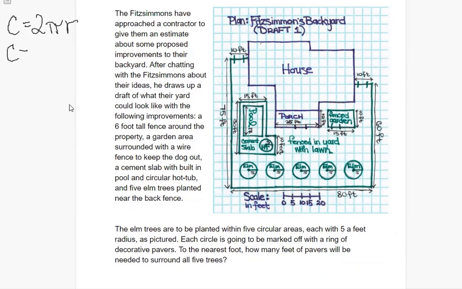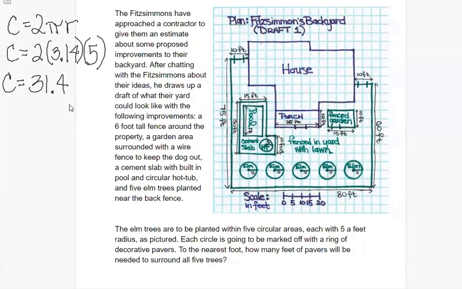To find the circumference of the circle, I'm going to take 2, multiply by pi. I'll go ahead and use the decimal approximation for pi, and multiply by that radius of 5. And I should get 31.4. It's about 31.4 feet to go around one of those elm tree circles.